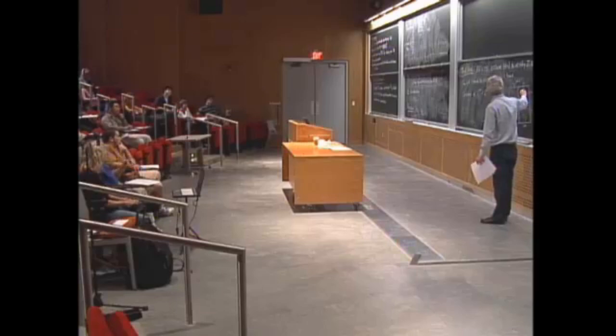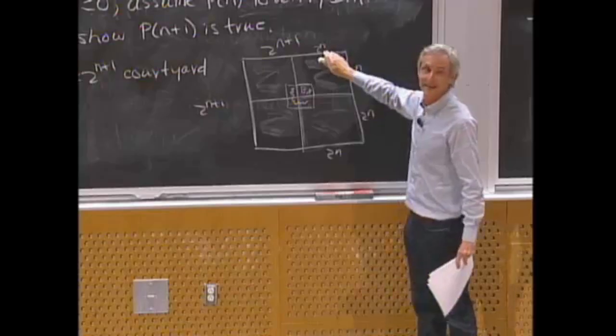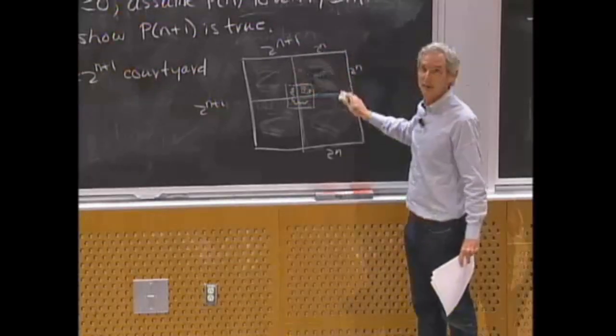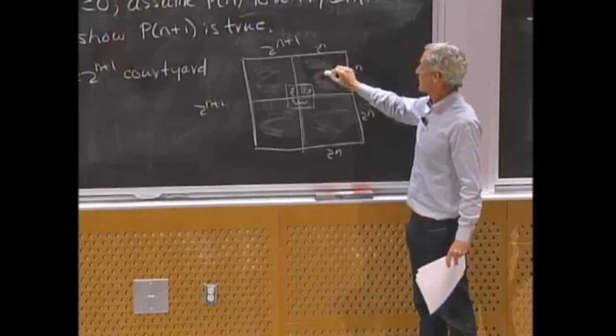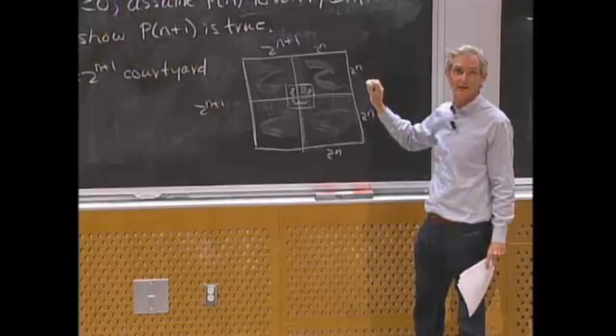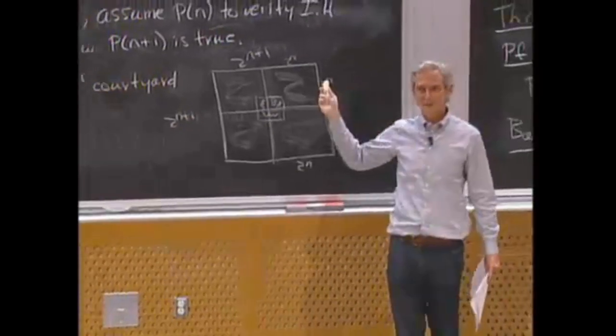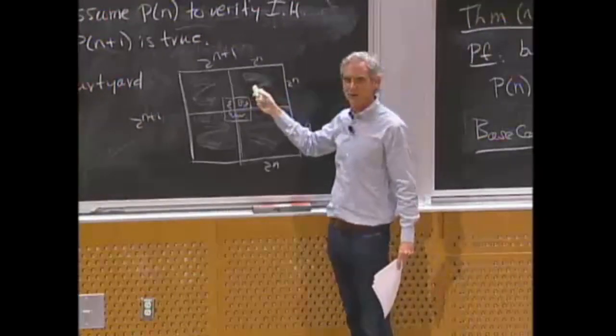Well, the rest of them aren't 2 by 2 because this is n. I've got to use Pn here. And Pn says that in a region 2 to the n by 2 to the n with a square out of the center, I can tile it. Did I make it? Am I good here so far? I claimed I was sort of done.